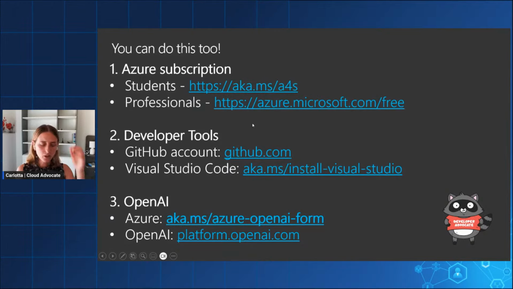You need a GitHub account if you want to clone my repo, and if you want to build a pipeline for the deployment to Azure. You need Visual Studio Code to clone and run the app locally. And you need OpenAI for image generation capabilities. You can request access to the Azure OpenAI service through the Azure OpenAI form.